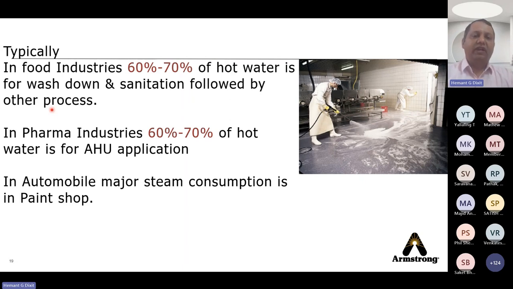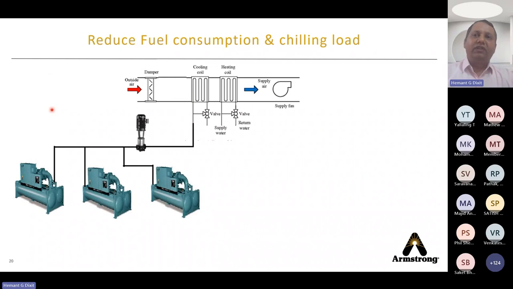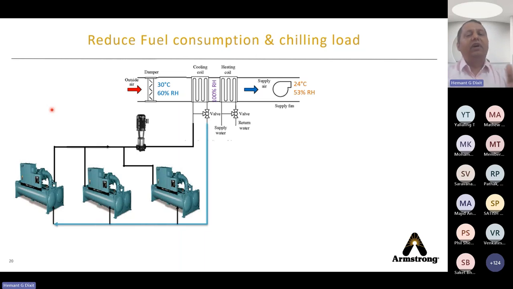And the third industry, like I mentioned, is automobile. Even there, the majority of the steam consumption or hot water requirement is for the paint shops. All these are low grade heat or low temperature heat. And one more thing is, all these industries have simultaneous heating as well as cooling. For the cooling, typically the chiller is used. And heating is done with the help of the remaining sources, like either the hot water generator or the steam boilers.